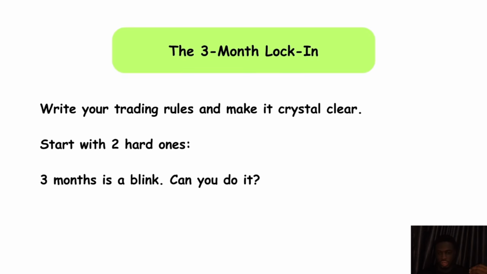But I'm talking of rules that help you preserve your capital, rules that help you stay in the game. And this is just risk rules. So start with risk rules. Risk rules are more like, I shouldn't lose more than 2% a day or 3% a week, right? I shouldn't trade more than 2 times a day. These are risk rules I want you to focus on. Make it crystal clear. 3 months is just a blink.